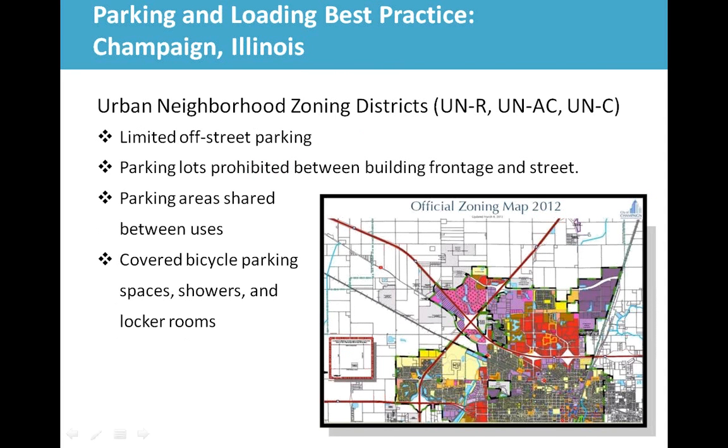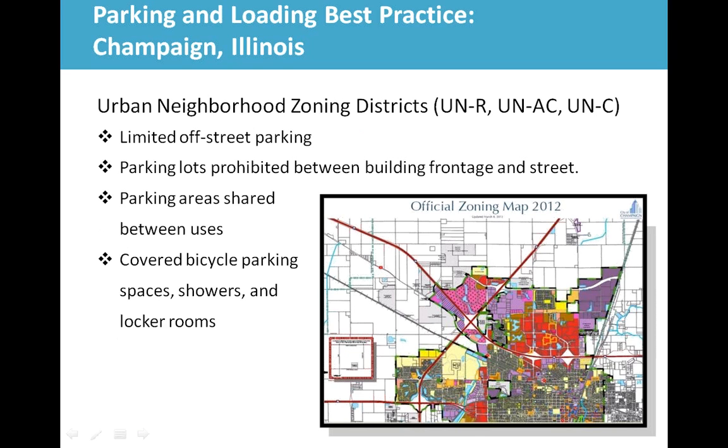Champaign, Illinois' urban neighborhood zoning districts provide a great example of some of these strategies. These districts were developed using the LEED pilot rating system. Design requirements for these districts limit commercial off-street parking lots to 85% of minimum parking requirements in the city's code, and prevent developments from locating commercial and multifamily residential off-street parking lots between the front of the building and the street. Also, these districts require developments to share parking areas with other uses and include bicycle facility standards.